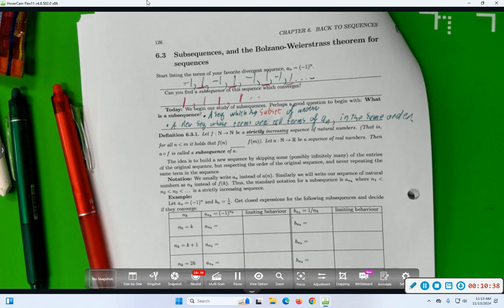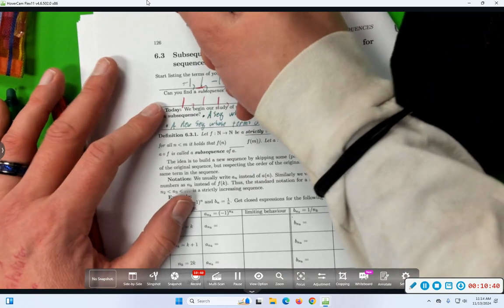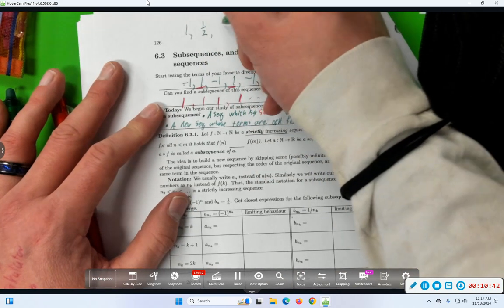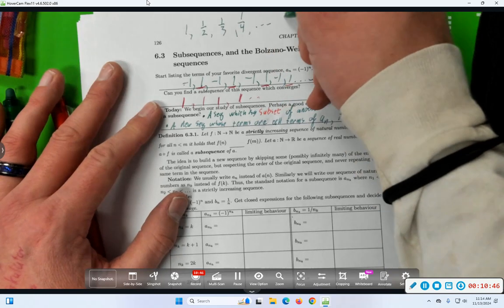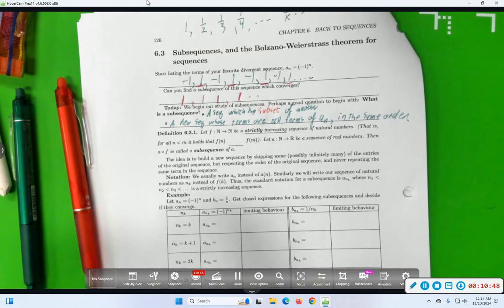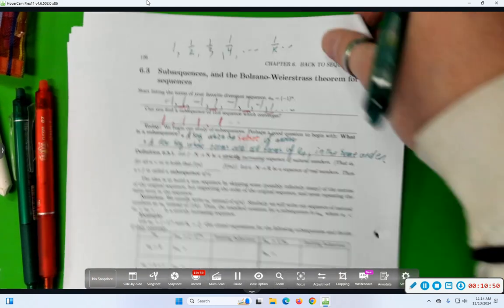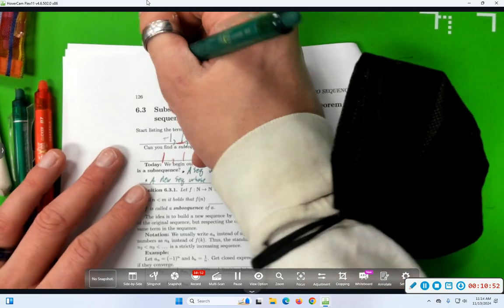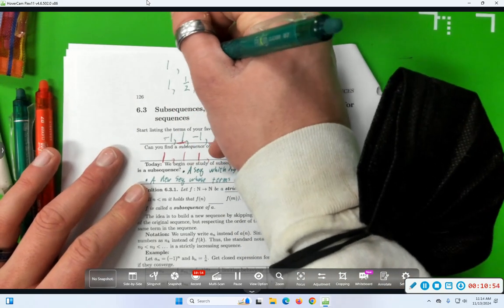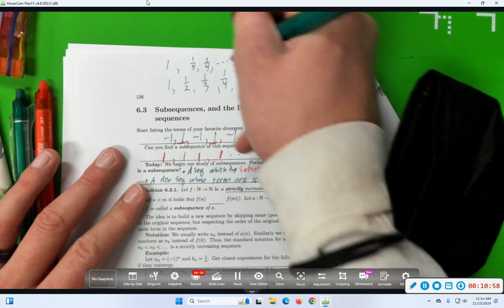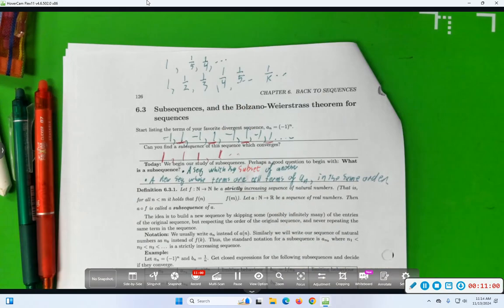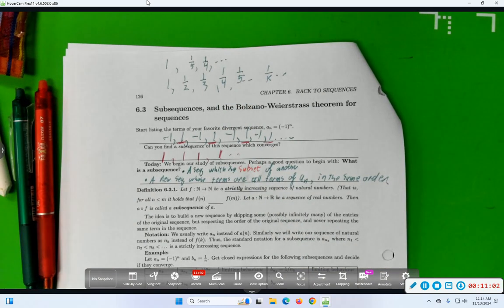So, if I gave you the sequence 1, 1/2, 1/3, 1/4, so the sequence 1 over k, something that would not be a subsequence would be 1, 1/5, 1/4, dot, dot, dot, because 1/5 comes after 1/4. You can't swap the order.